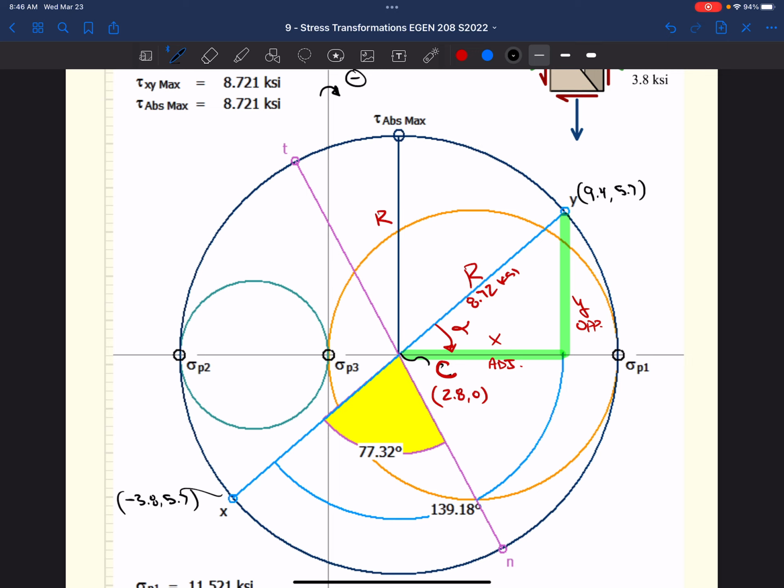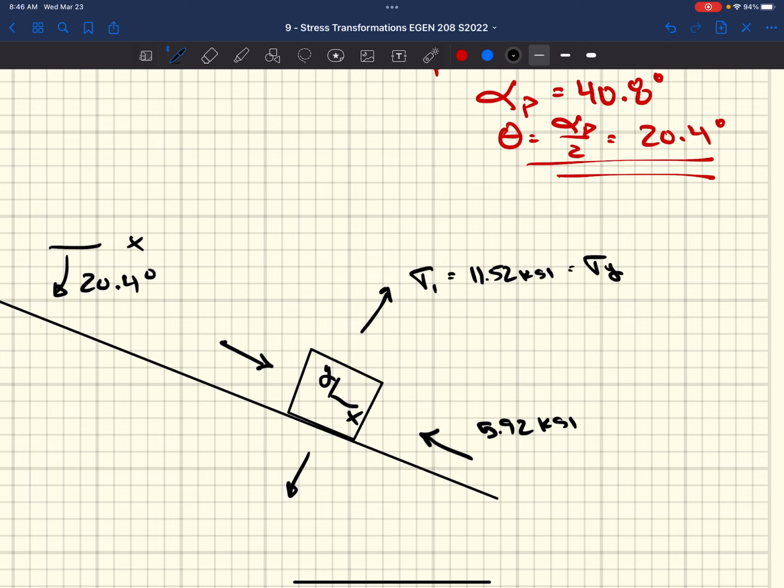So we've got our X and our Y sides. The Y face, when we rotate it, is going to be sigma P1. So that's why when we rotate it, that sigma 1 is now sigma y. Sigma 2 is sigma x. Those are just the stresses acting on that face. Okay. All right. Any other questions?